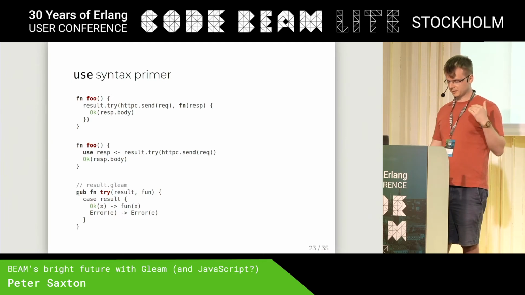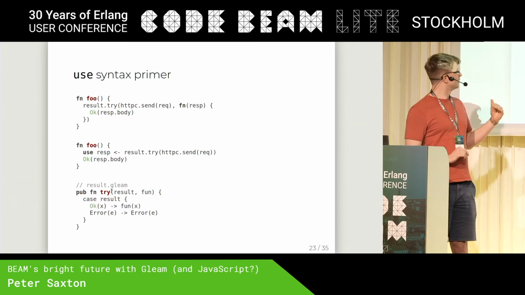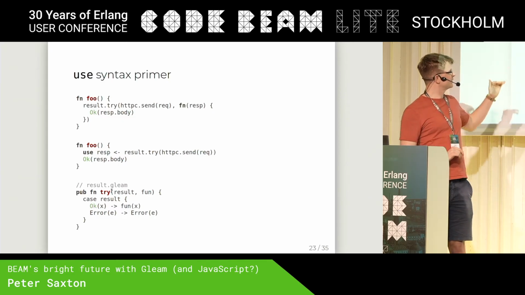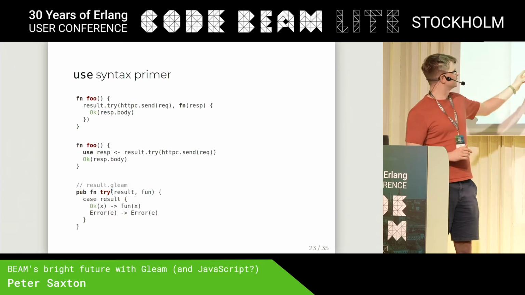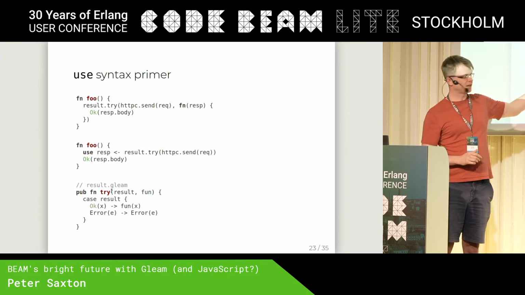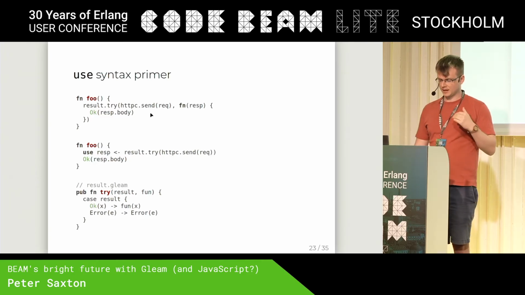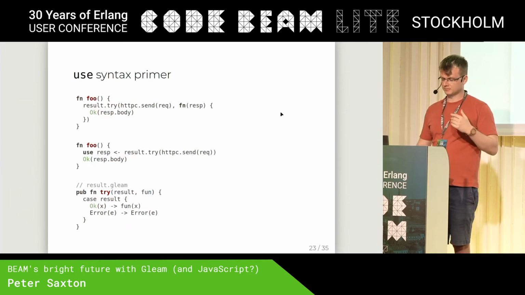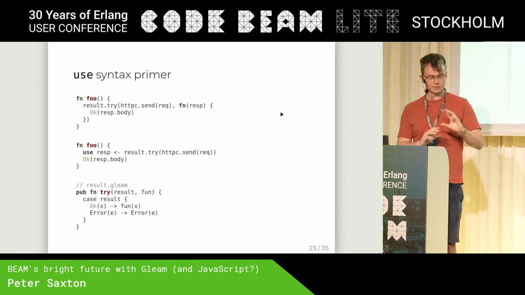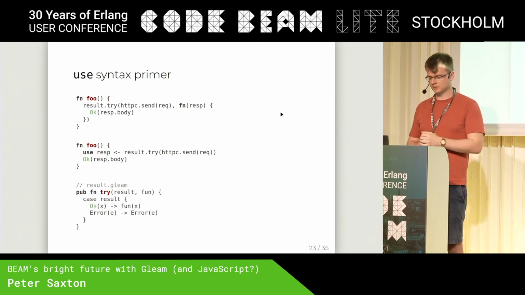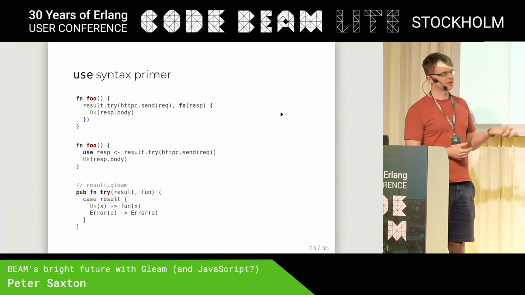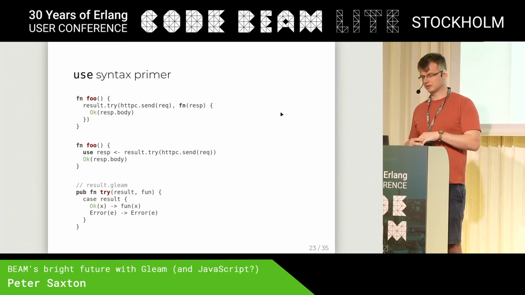Here you have this try function. If we go to the bottom, here's the implementation of try. If it's OK, pass it to the function. Otherwise, if it's an error, just return the error. And you can use this with an explicit callback. So you take 2 arguments. The first thing is your result. Here we're using HTTPC to send a request. It's going to return a result of a response, because there may be a network error. And we just want to get the body.